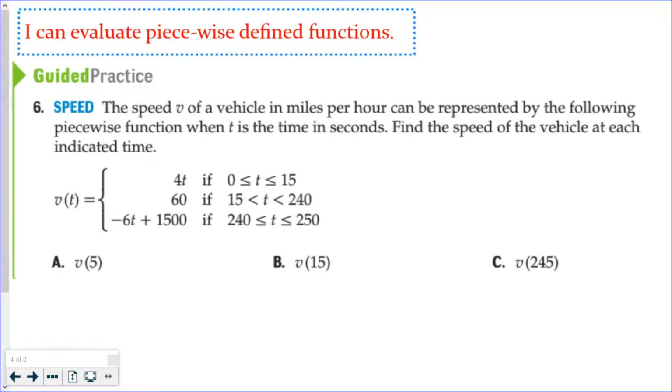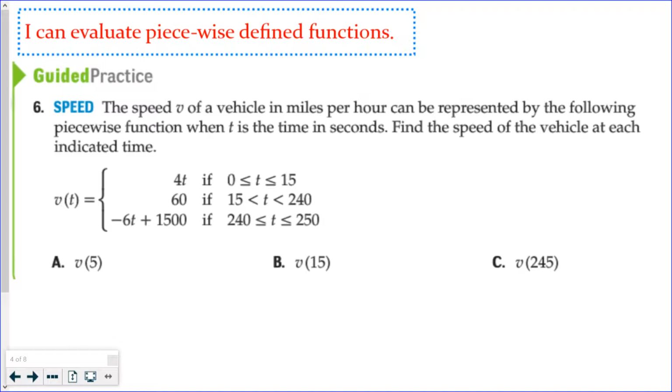All right, guys, here we are with section 1.1, day 2. We are evaluating piecewise functions. So if you look at guided practice number 6 here, we've got the speed v of a vehicle in miles per hour can be represented by the following piecewise function, where t is the time in seconds. Find the speed of the vehicle at each indicated time.